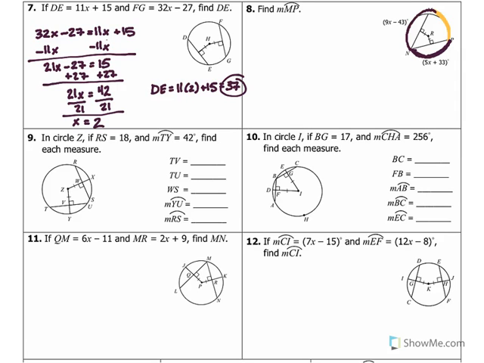So let's do one step at a time. Let's go ahead and set those 2 arcs equal to each other first. So 9x minus 43 equals 5x plus 33. Let's go ahead and subtract 5x from both sides.